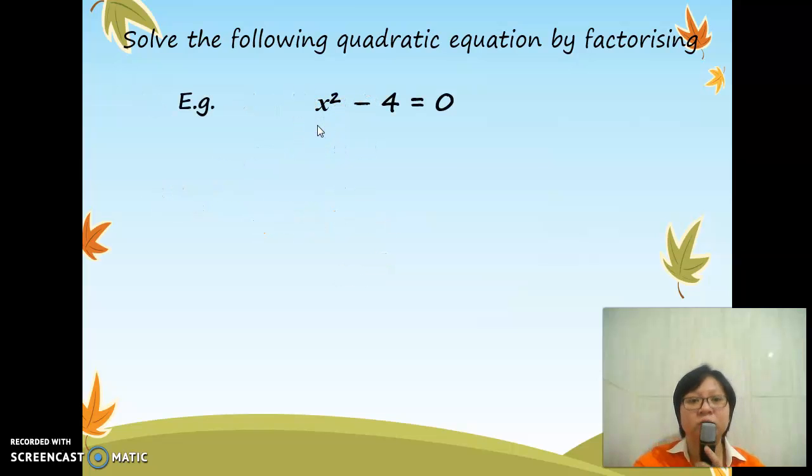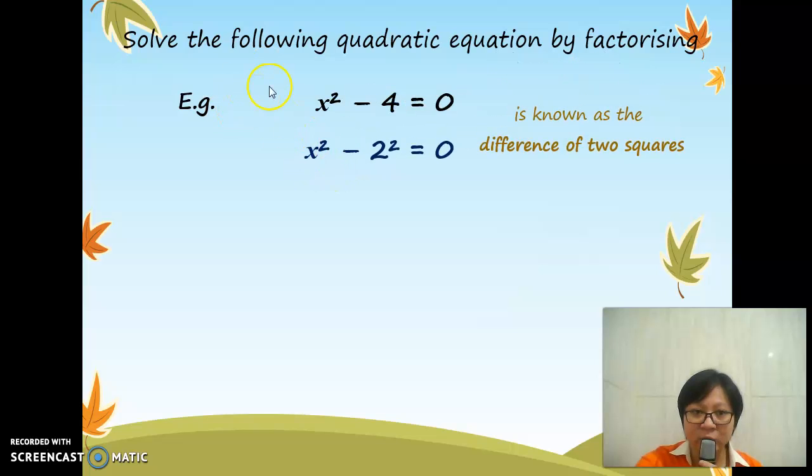What about two terms, quadratic term and constant term? Take a look at this. 4 is a perfect square number. So if I use index form, like this, x squared minus 2 squared, I can call this difference of two squares, like this. What you need to do, you can just factorize. So x minus 2, x plus 2 equals 0, just like that. So this one is minus, this one is plus.